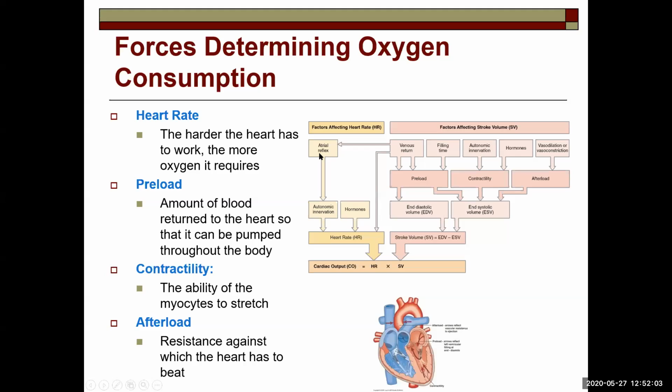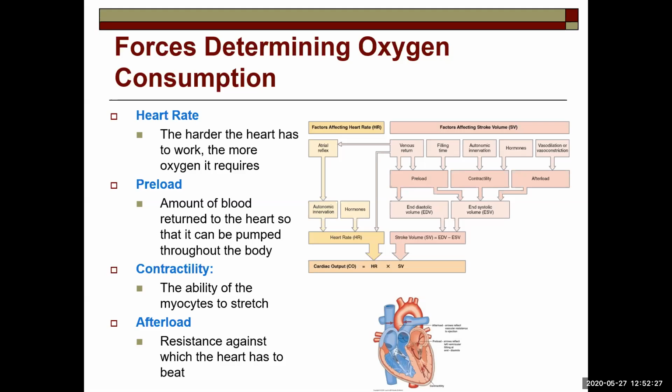affecting heart rate. The atrial reflex would be the reflex of the atria to pump. Autonomic innervation and hormones can also play a major role in your heart rate. Then we have factors affecting the stroke volume, and we said the stroke volume is the amount of blood that is ejected every beat. Usually it's about 70 milliliters of blood that is ejected.